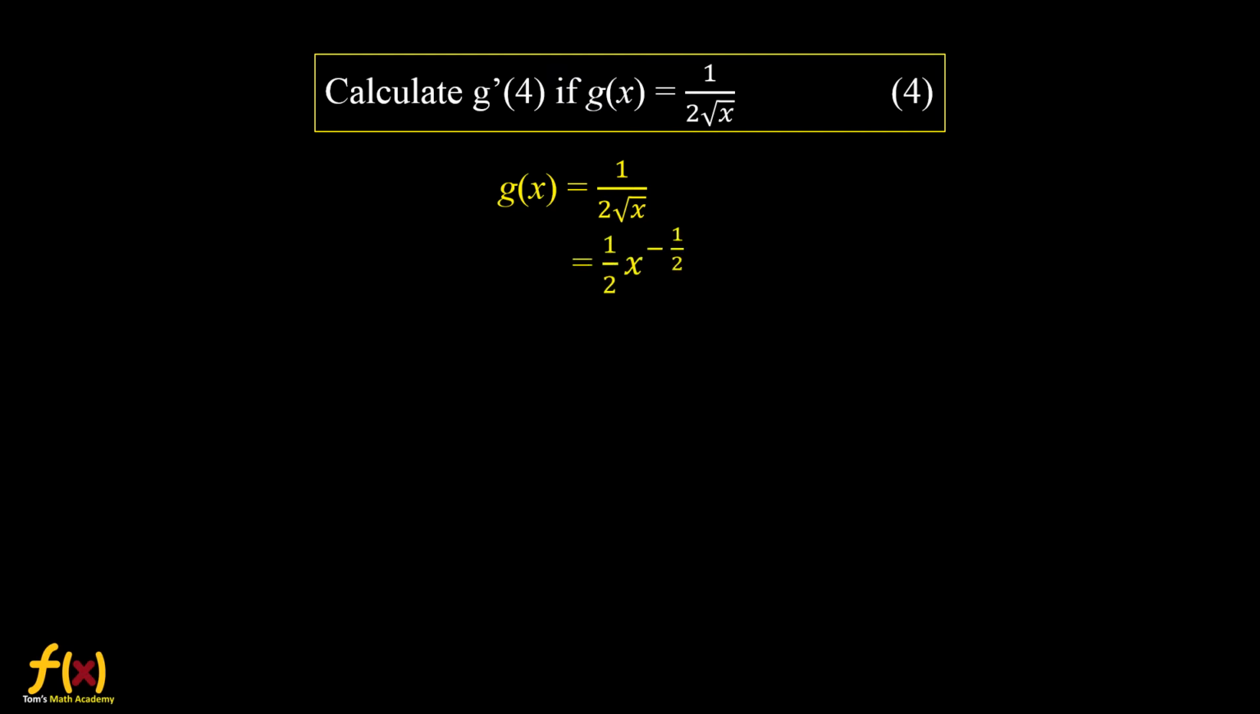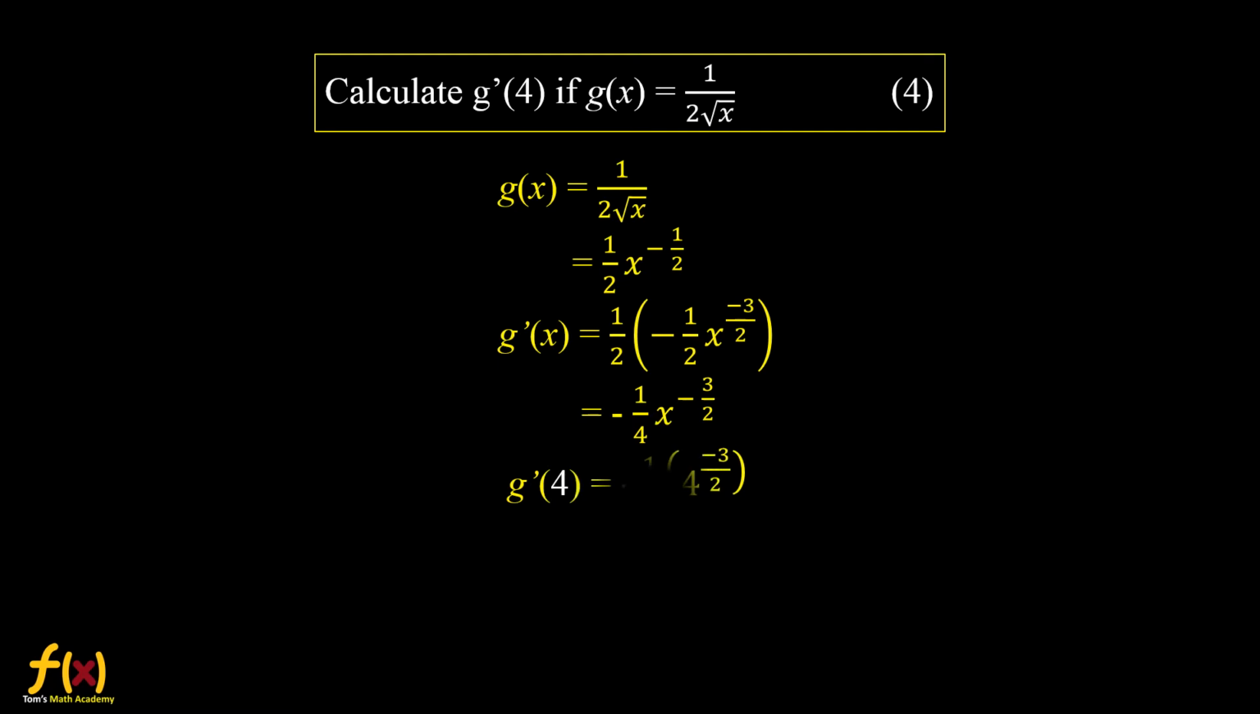Modifying the equation, half x to the power minus half. We must get the exponential form. Do it very carefully. Therefore, g dash x equals half times the derivative of x to the power minus half. That is half times minus half x to the power minus 3 over 2. That is your 1 mark. Now, simplifying, we get minus 1 over 4 x to the power minus 3 over 2.